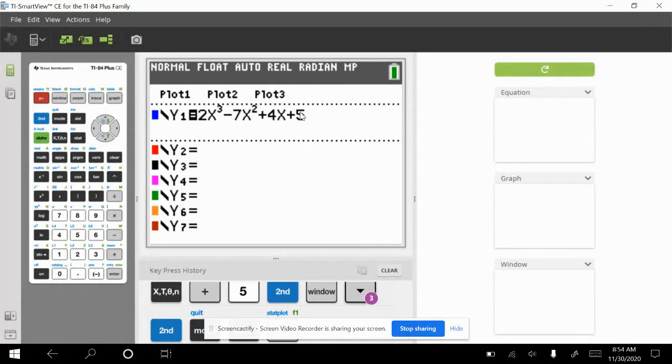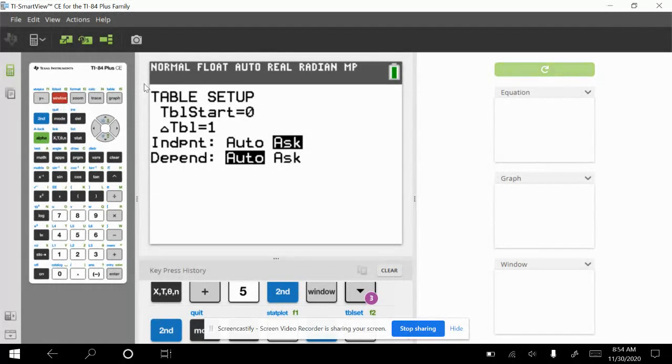Notice that this is the position equation because we're trying to figure out how far the original particle moved. And the position equation for the particle is this equation right here. So I have this plugged in. If you want to figure out what each value is, you need to go to second and then this window button. That gives you your table setup.